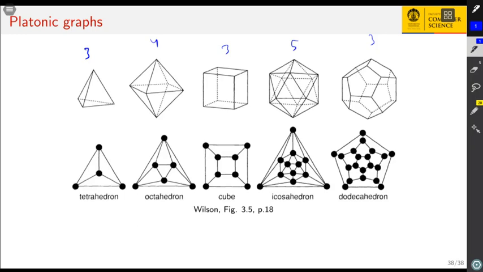So with this, we conclude our discussion on definitions and examples of graphs, and in the next video we will talk about graph operations, as well as after that bipartite graphs.